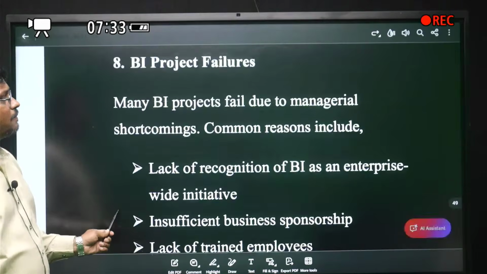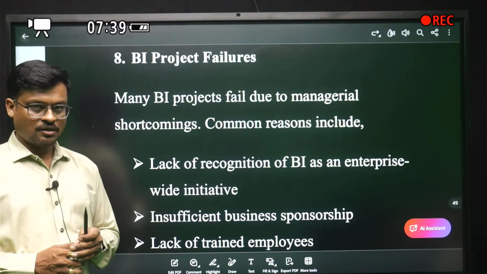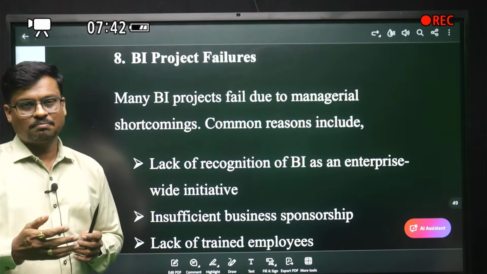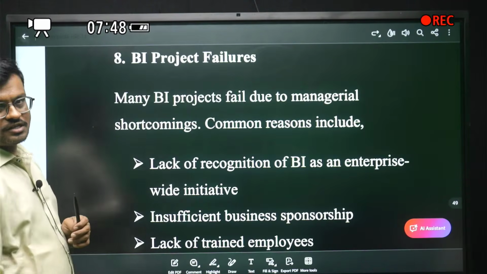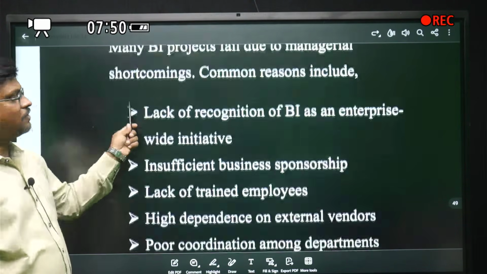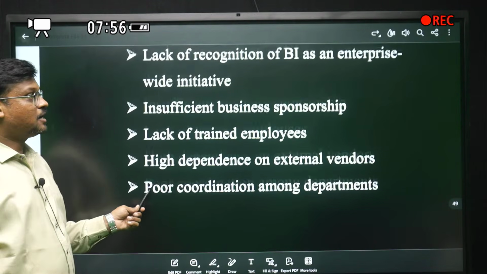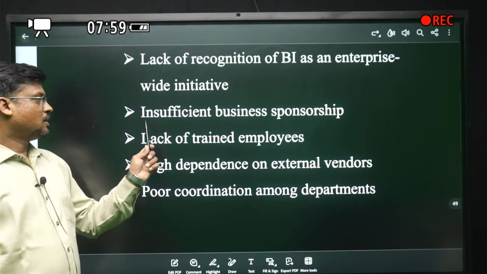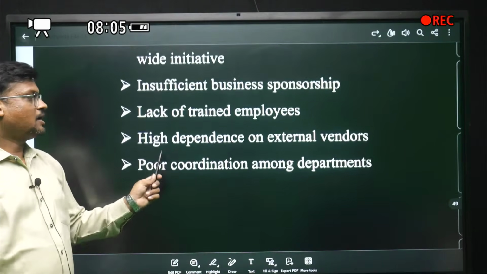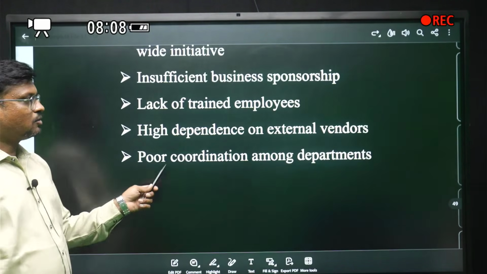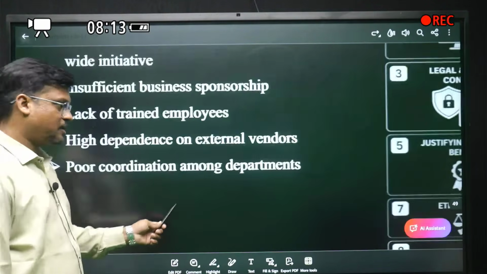Last one, BI project failures. Many BI projects fail due to managerial shortcomings. Managers not giving better contribution or better support may be one of the reasons for the failures. Lack of recognition of BI as an enterprise-wide initiative, insufficient business sponsorship, lack of trained employees, high dependence on external vendors, and poor coordination among the departments can also lead to failure in the implementation of BI.